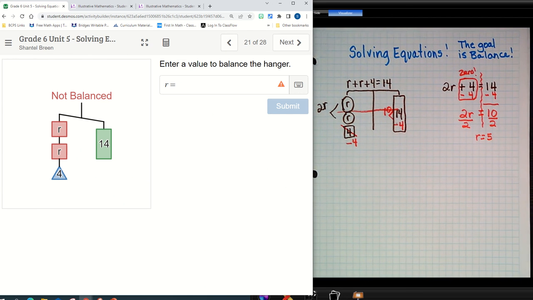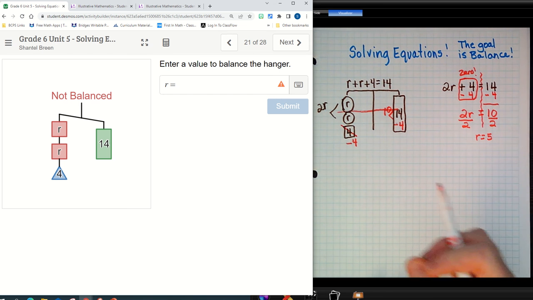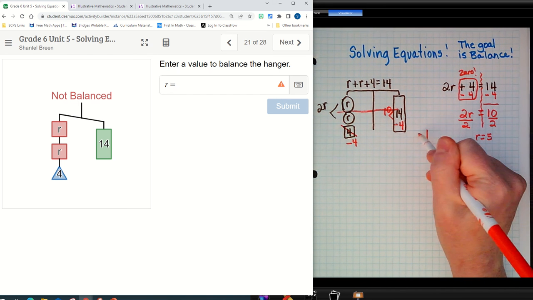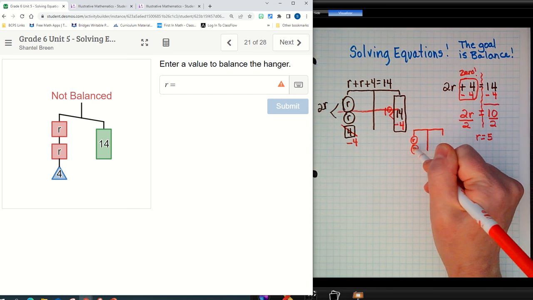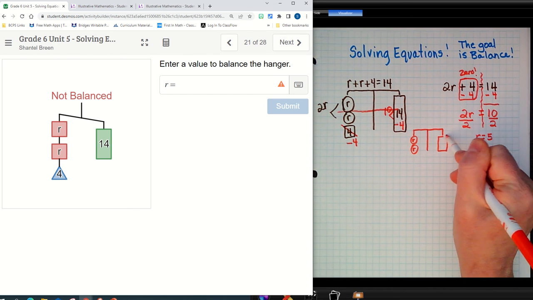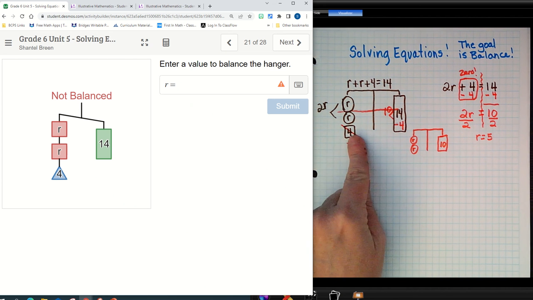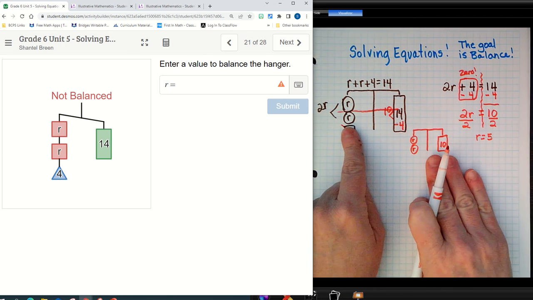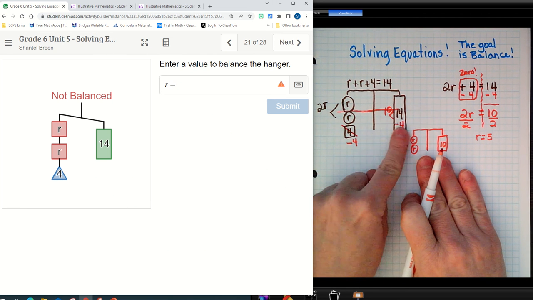Now we can test it, okay? Like I said, we just kind of evaluate it. We took 4 off of both sides. I'm going to draw a quick little sketch of what it would look like once we subtract it. We have R, and we have 10. So this is the new balance. And if it helps you to kind of redraw the balance after you take off the 4, that's fine. This is just another strategy that can maybe help you if this is too confusing.